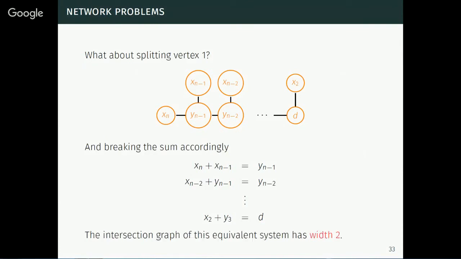And actually, this thing right here, the intersection graph, will have width 2. So just by doing the splitting, instead of going from tree width 1 to tree width n, we went from tree width 1 to tree width 2. And then we can apply the same thing. Any questions? So that's the whole point.